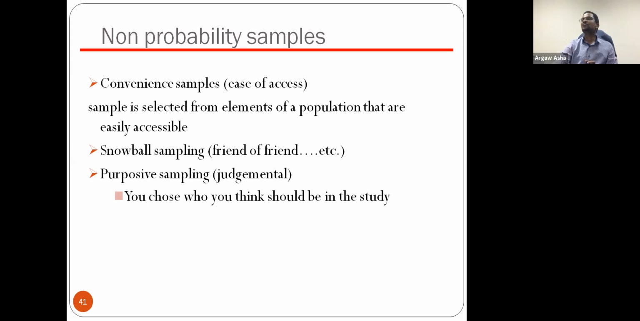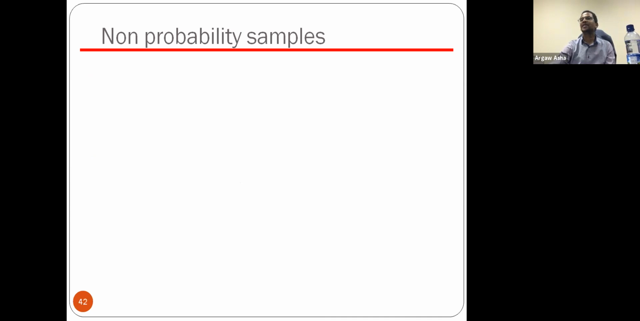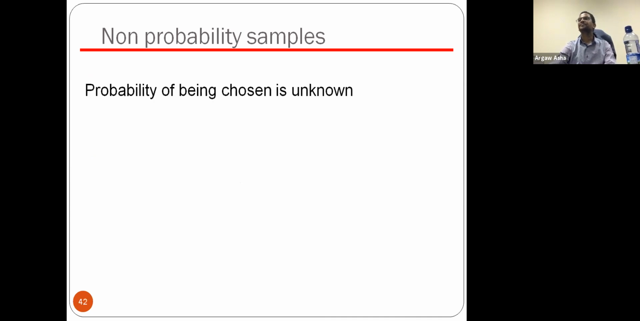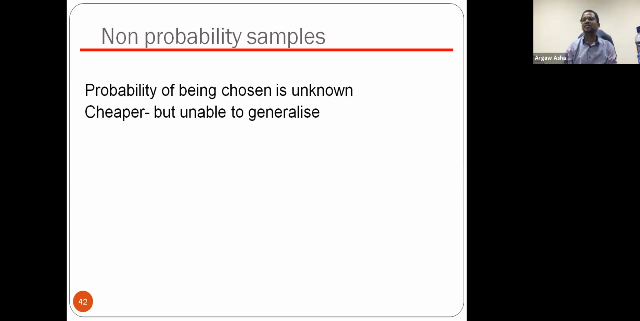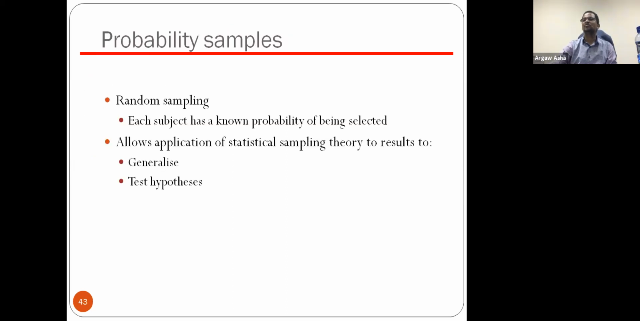You choose who you think should be in this study. So that's kind of purposive sampling. Quota sampling is also another way of sampling. Whenever the probability of being chosen is unknown, you can go for non-probability sampling. When we talk about probability sampling, it is random sampling.